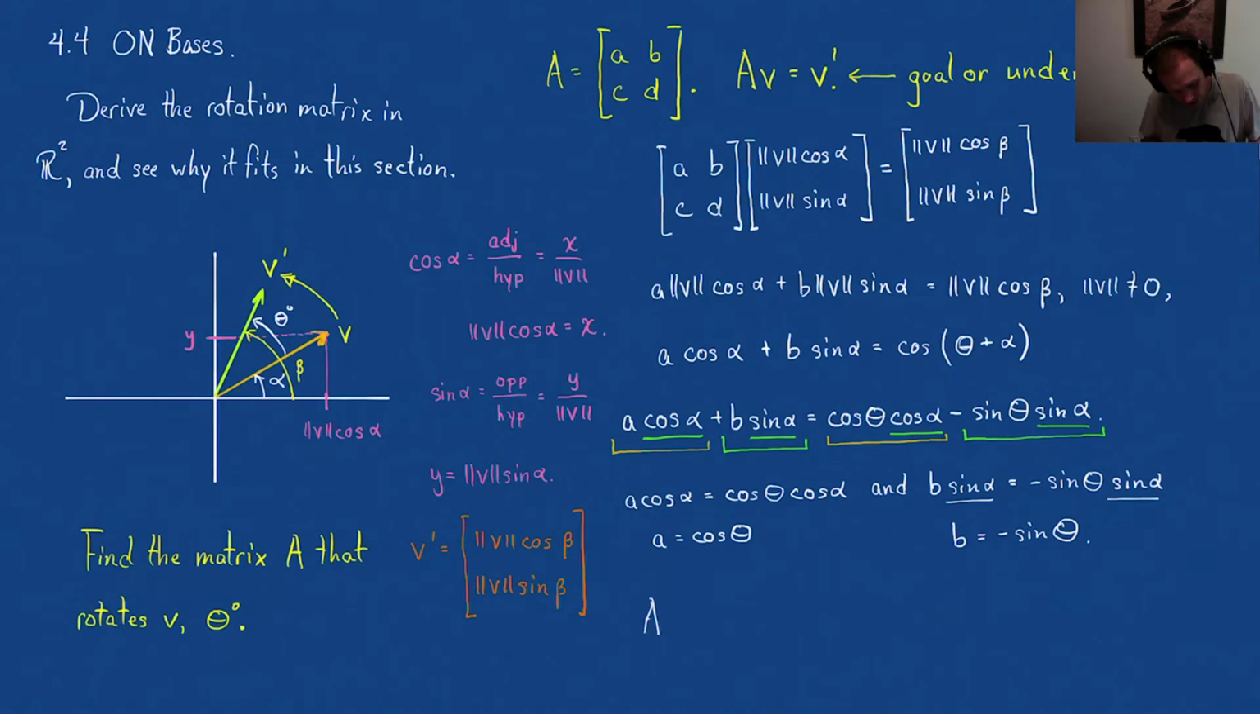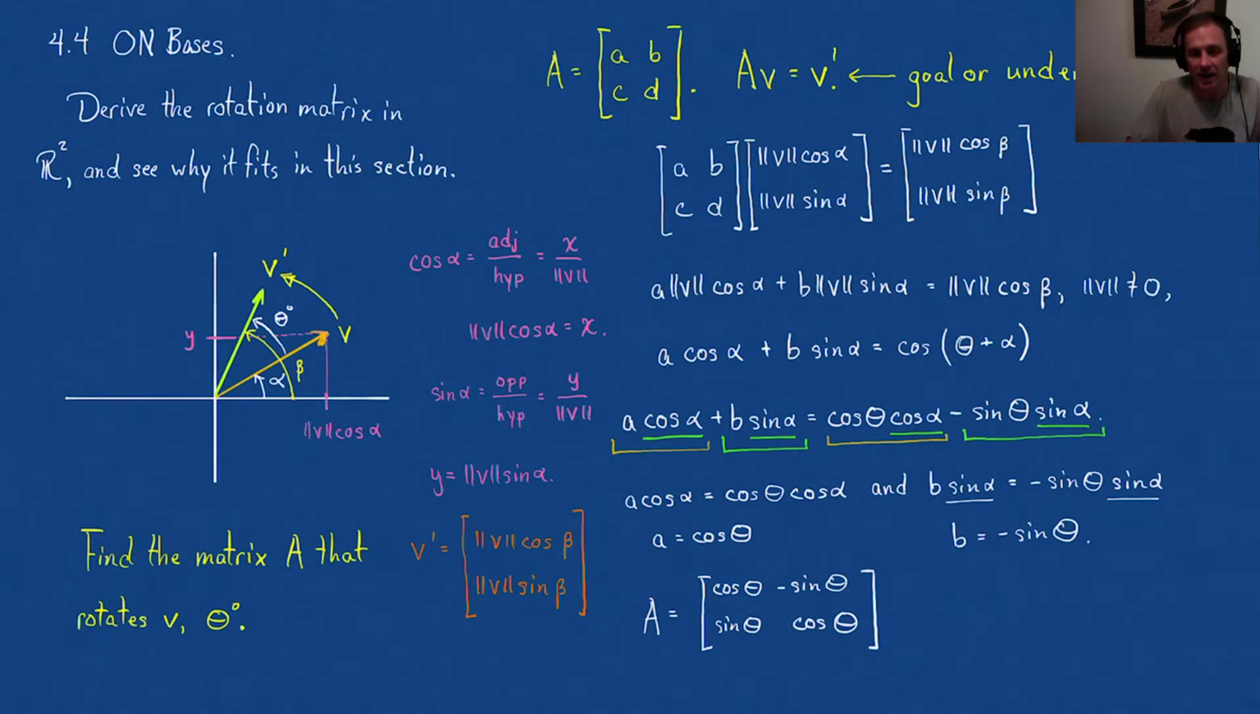The final result should be that A is equal to the matrix of cosine theta, sine theta, minus sine theta, cosine theta. And that is A, the rotation matrix of a vector V in R2. Well, based on what we've learned, I think we need to go to another screen and we need to talk about orthonormal bases. So let's do that.